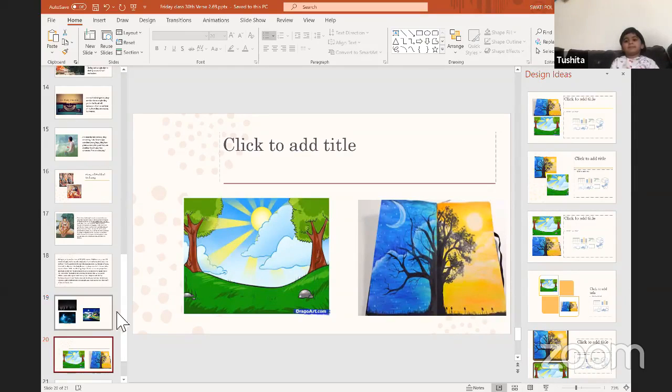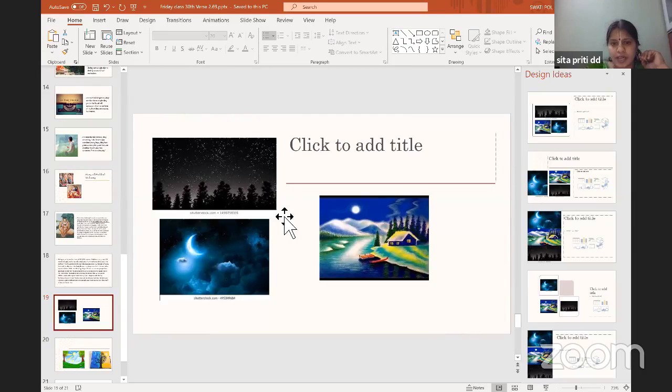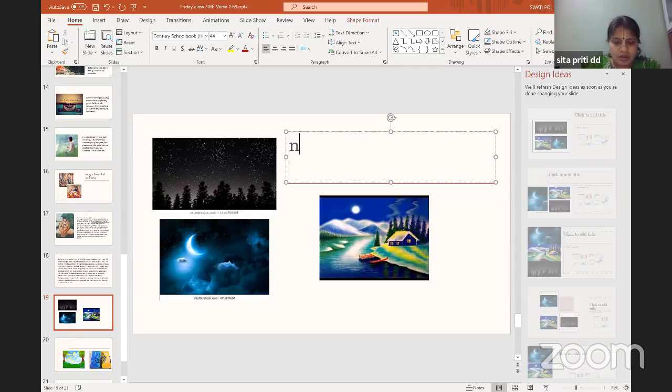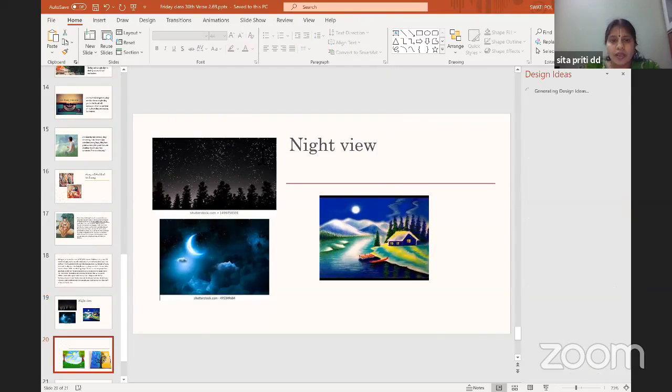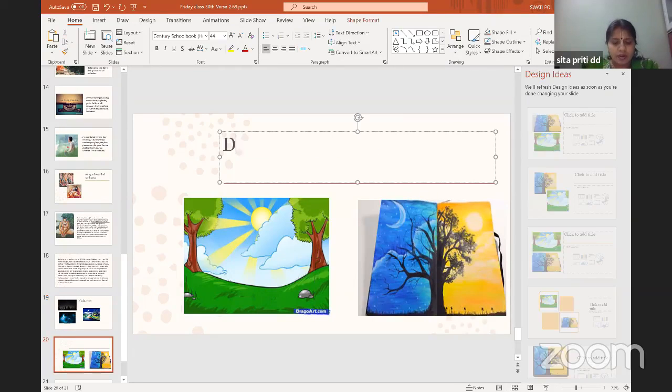Haribol. Okay, so you can draw two of them differently. Like a night view, and this is a night view. I'll just name it. Okay, you can have a night view, or else you can have a day view. So this is one option.